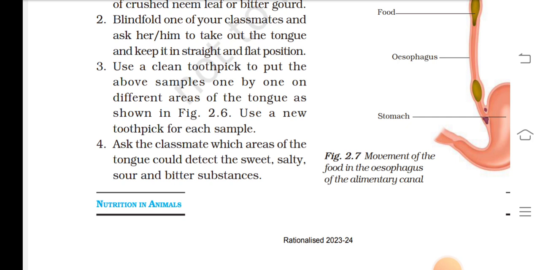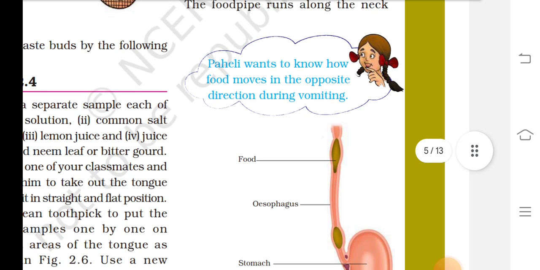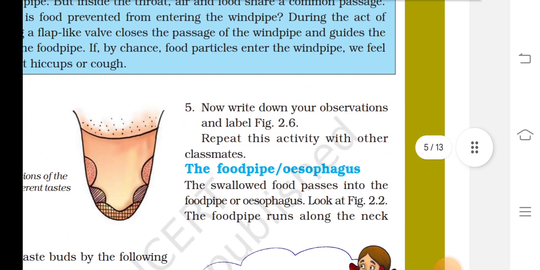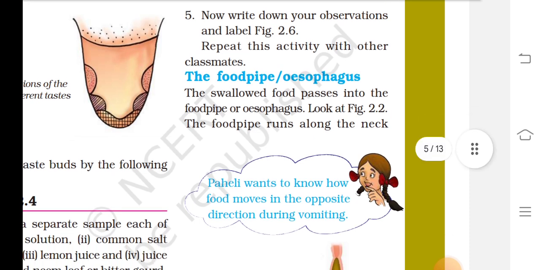Ask the classmate which areas of the tongue could detect the sweet, salty, sour and bitter substances. Now write your observation. Repeat this activity with other classmates.